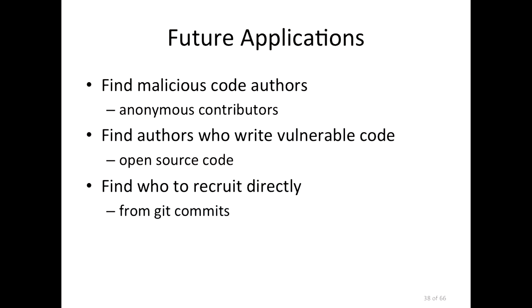In the future, source code authorship attribution can be applied to many different areas. For example, we can use this to find the programmers or the coders of malicious code. We can look at open source repositories, find the anonymous people who are contributing malicious code, and try to identify them by comparing them to other Git contributors. Or we can identify the styles of coders who have a vulnerable style by looking at the bug numbers they have on Git.